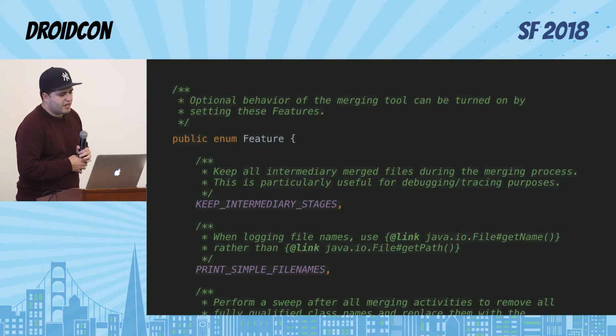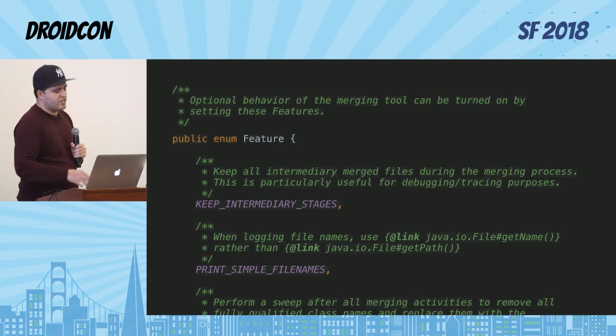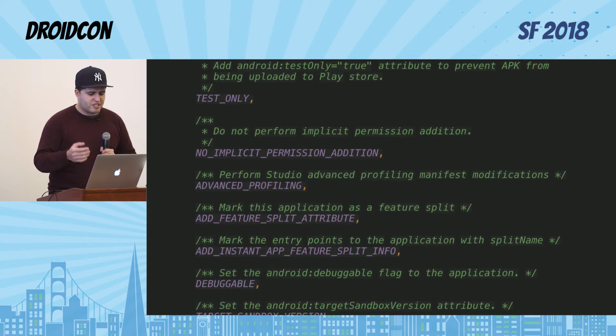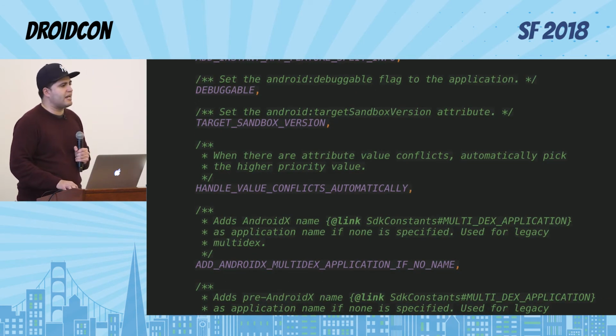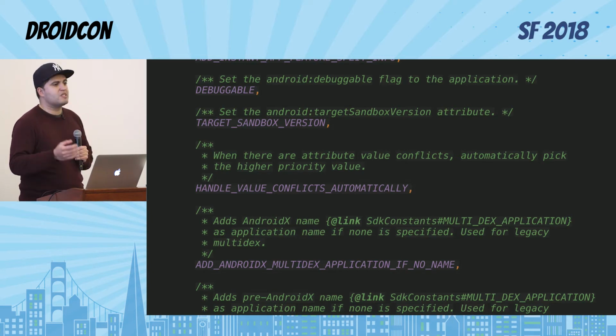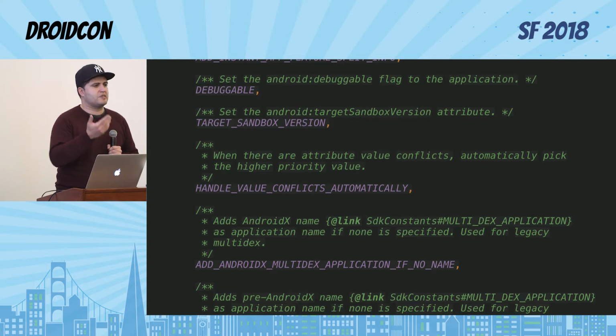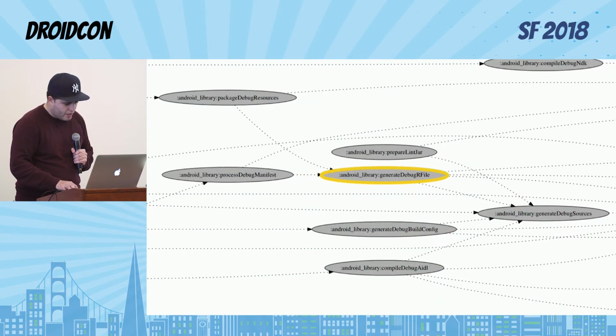Another thing is that the manifest merger has feature flags. You can do things like keep the intermediary stages, do advanced profiling, or resolve conflicts automatically. And again, dig into the source and see what other things are possible. Whenever I see feature flags, I get excited because then I can start tinkering with it myself and maybe learn a little bit more about the tool.